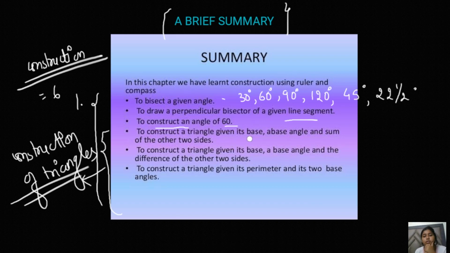In the first question, the base angle and the sum of the sides are given. In the second question, the base angle and the difference of sides are given, and in the last construction, basically the perimeter and the two base angles are given. Okay. So by this you can easily draw any angle, any bisector and any triangle. This is all in your syllabus for class 9th, right?